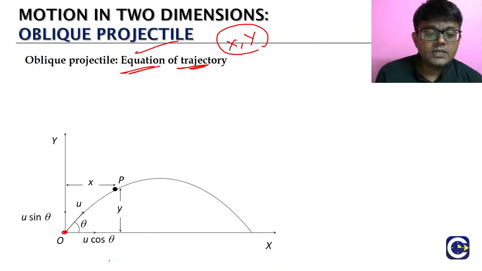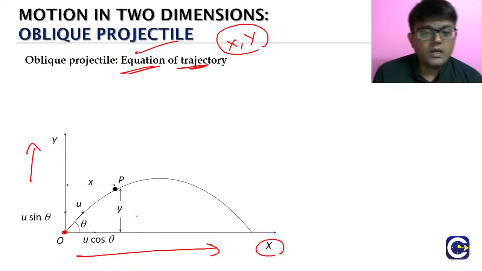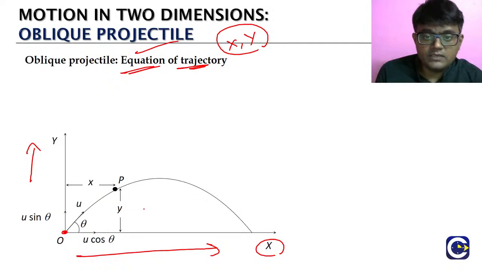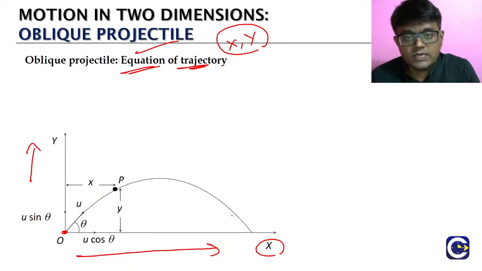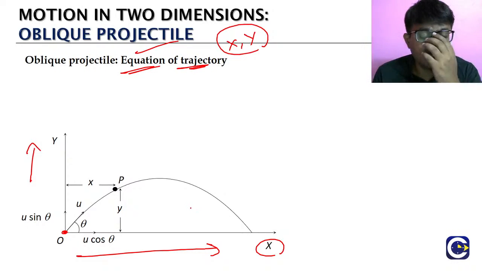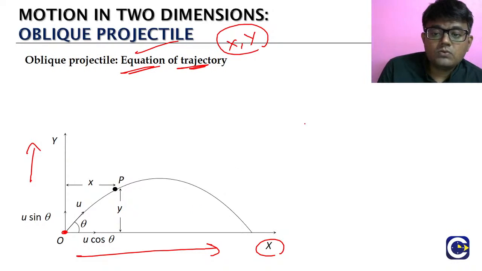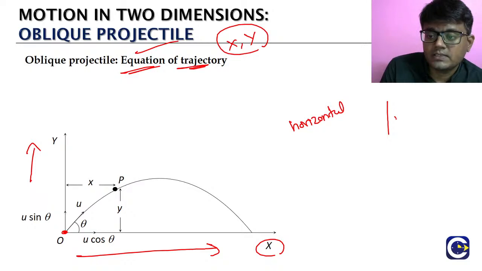So the movement along the horizontal is taken as the x direction, and movement along the vertical direction is taken as y. Okay? So horizontal we are taking as x, and vertical as y. Now we have to look at the equation of the trajectory. Same procedure, we have to study horizontal and vertical separately.